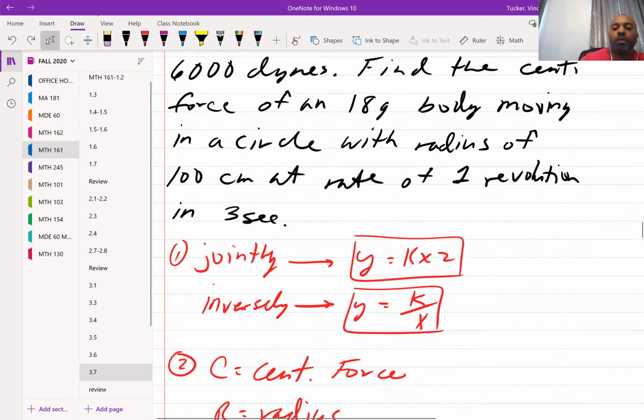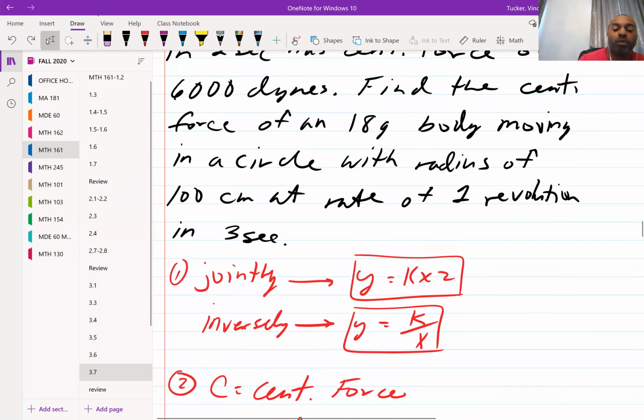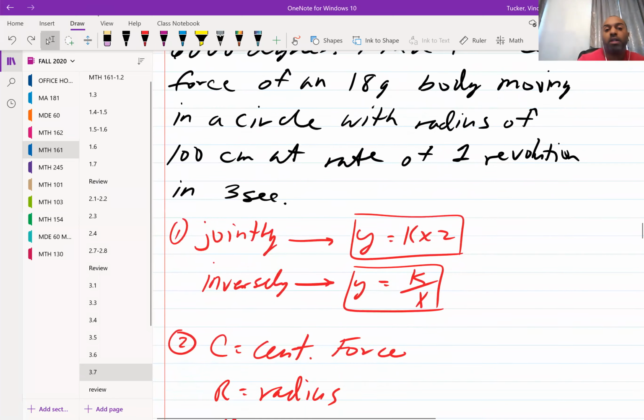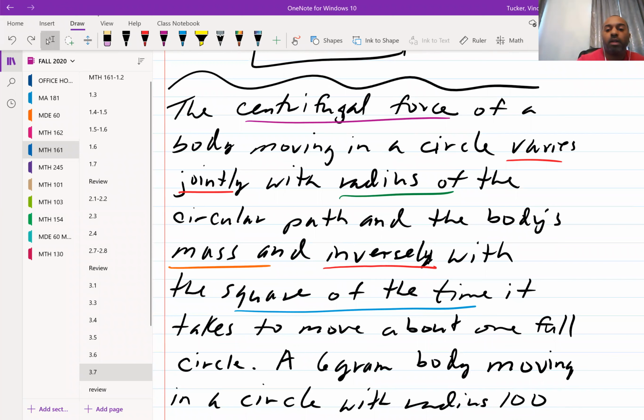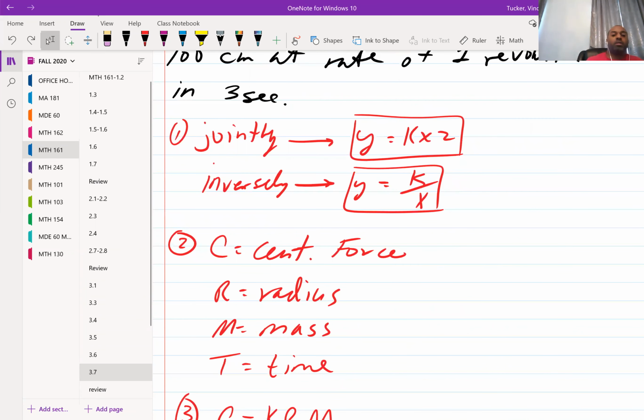But before we get into actually bringing those together, let's establish our variables. First variable we see is our centrifugal force, so I'll use C for that. And then you see our radius, our mass, and inversely with the square of the time. So we have C for centrifugal force, R for radius, M for mass, T for time.